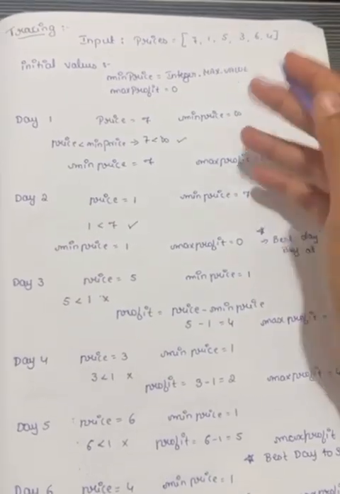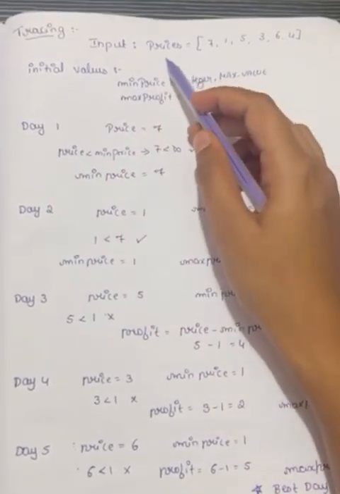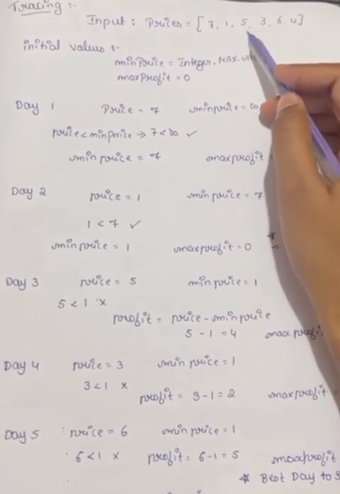Now let's get into the tracing part. I'll take an example. Prices equal to 7, 1, 5, 3, 6 and 4.